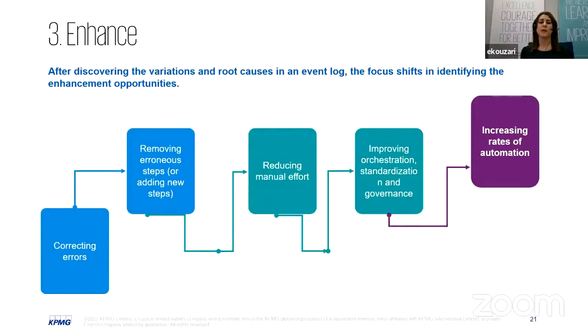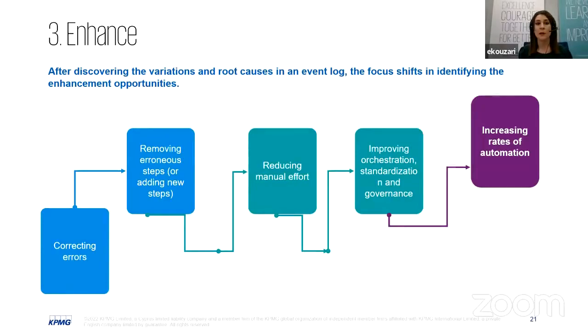So after discovering the variations and root causes in an event log, the focus shifts to identifying any enhancement opportunities. We can correct the errors. We can remove erroneous steps or add new steps in order to, let's say, perform segregation of duties or define that segregation of duties will be followed.